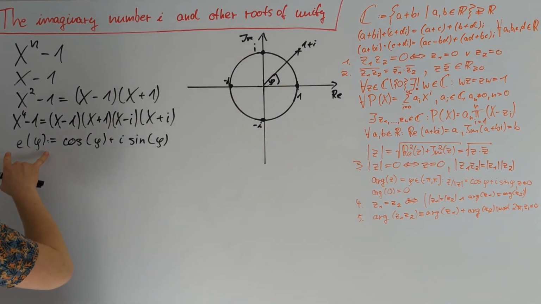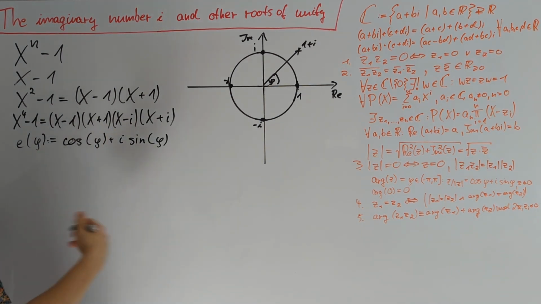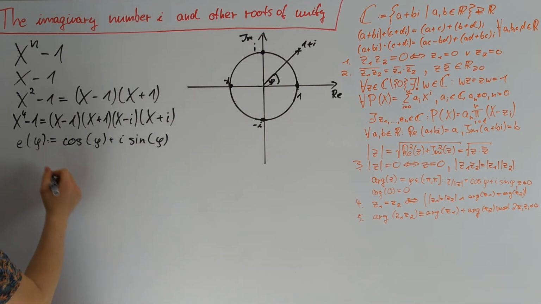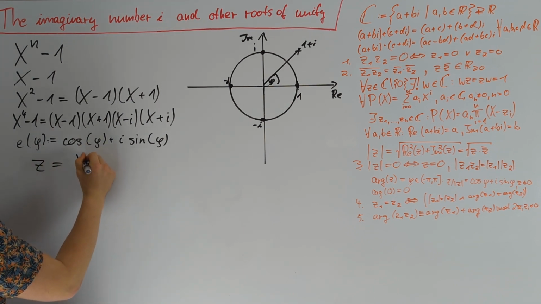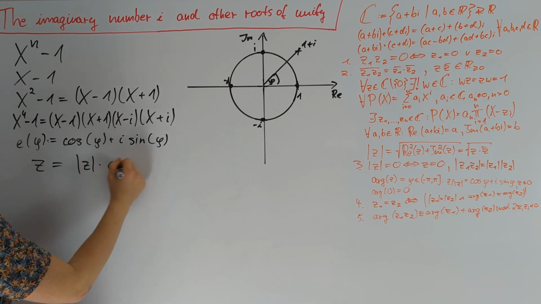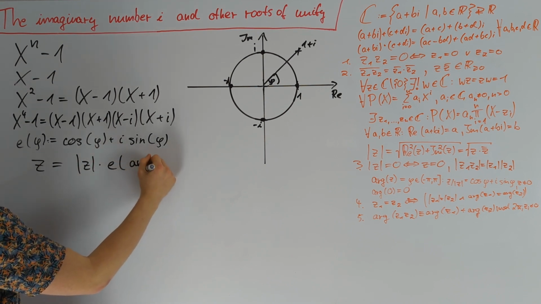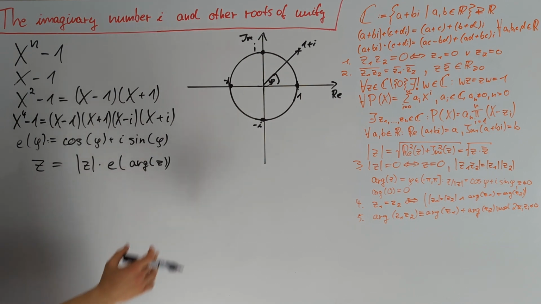Therefore, the absolute value of e of phi equals 1, and the argument of e of phi is congruent to phi modulo 2 pi. Using our previous result, that leads to the following representation for every complex number z. Namely, we can write z to be equal to the absolute value of z times e of the argument of z. We call this the polar representation of a complex number z, and it is, for instance, very useful if we want to multiply complex numbers.